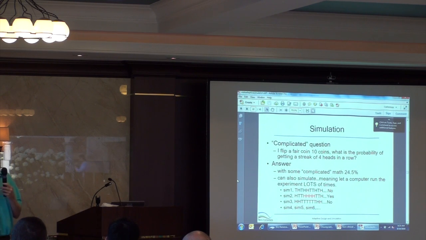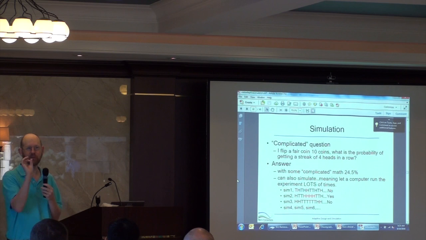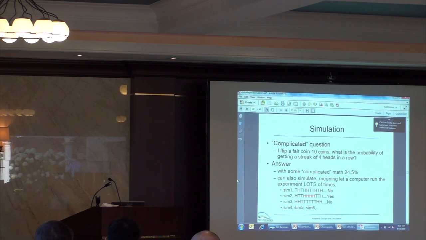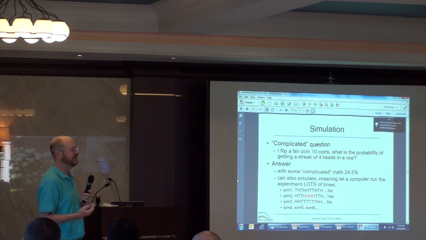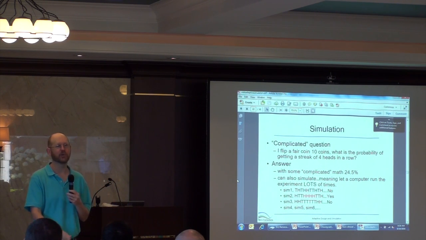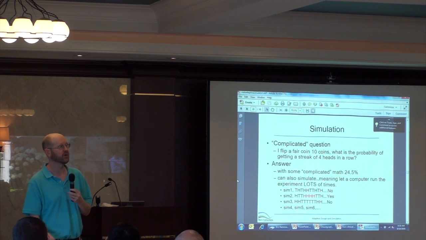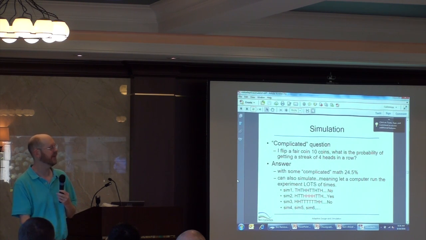You can actually derive that with mathematical formulas. Put in some matrices, you can get the right answer. So with some complicated, not so complicated math, you can get the number 24.5%. The other thing that you can do is, if you have a coin, you can sit and flip it 10 times and determine whether or not that happened. And you can repeat the experiment over and over again. Flip the coin 10 times, did it happen or not?